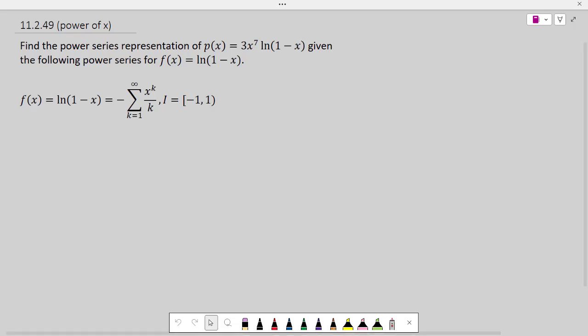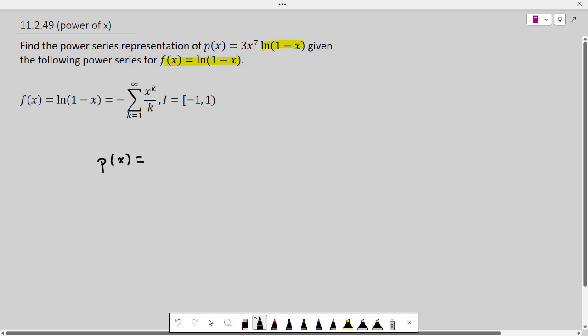So here we're starting with a power series for natural log of 1 minus x. We already know the power series for that. Now we want the power series for p. Well, p is just a multiplication by a power of x. So p of x is going to be this exact power series here, except all we do is multiply by x to the 7.